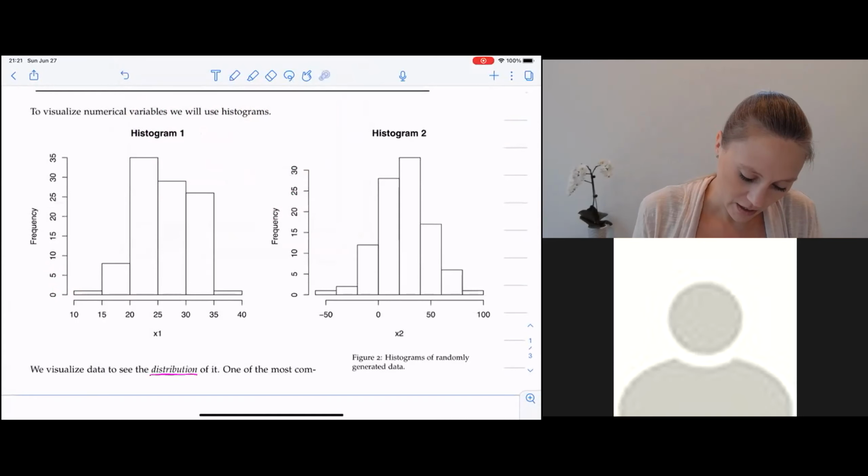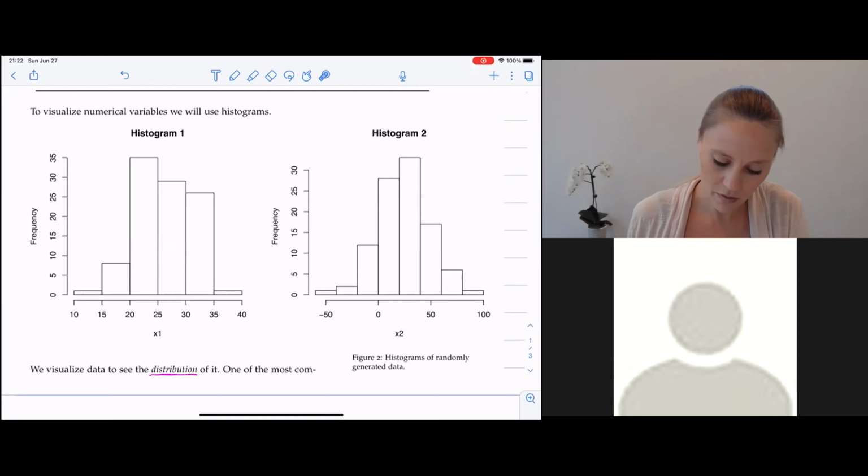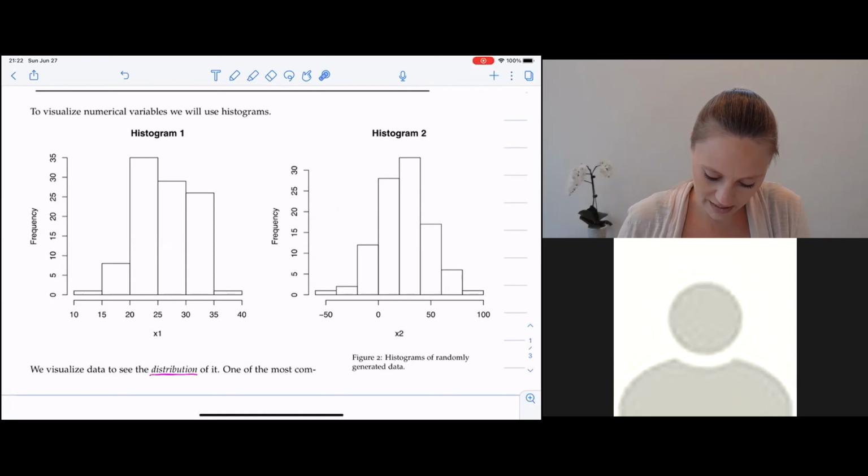Okay. And so we've got these two distributions, two different data sets. These are histograms of randomly generated data. So I just told it to give me some random data here. Okay. And then we're going to refer to both of these histograms in a little bit here. But so same idea here.